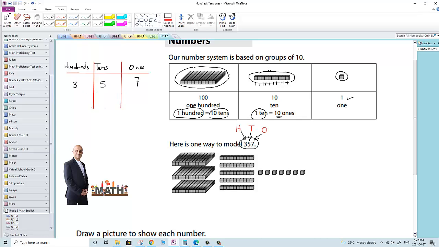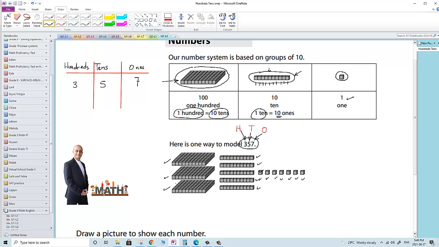This is excellent. But how can I represent it with a drawing? You see here the ones, it's one cube. So I have 7 ones. That means I have 1, 2, 3, 4, 5, 6, 7. I have 5 tens. I know that this represents the tens, one stick like that of 10 cubes. So I need 5 of them: 1, 2, 3, 4, 5. After that I need this big block of 100 cubes. I need 3 of them: 1, 2, and 3.